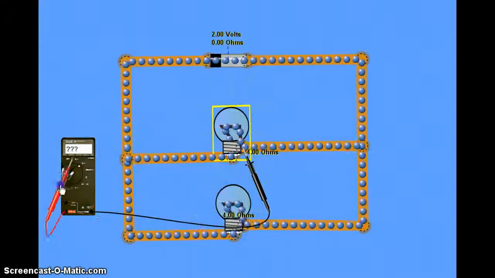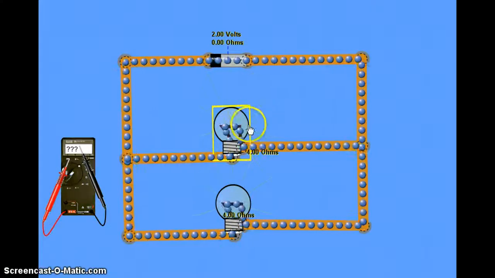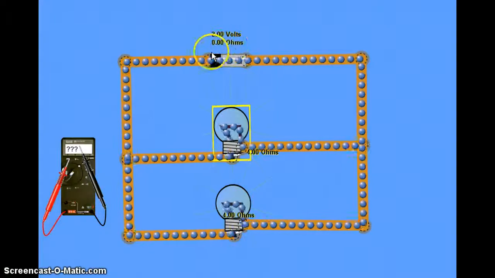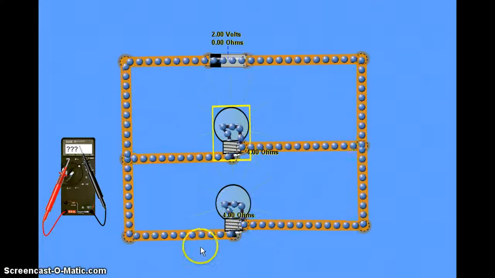So the key learning point here is that the voltage in a parallel circuit is the same over each component, and it equals the voltage of the battery. So if we have a 2 volt battery, the voltage over this resistor will be 2 volts, and this resistor will be 2 volts, and any other resistors connected in parallel will also be 2 volts.